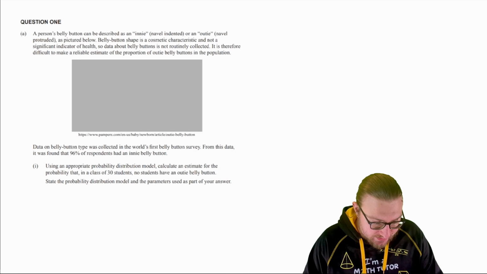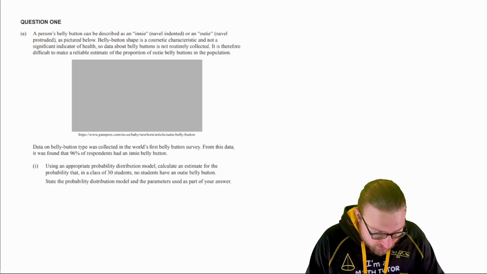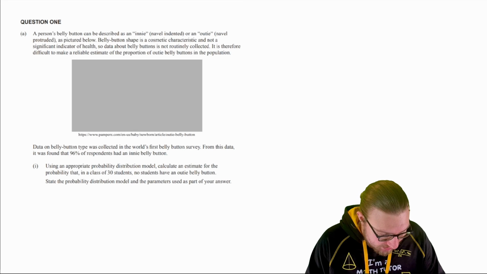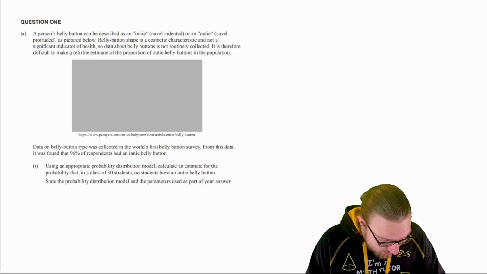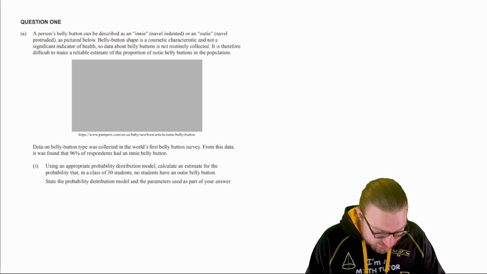A person's belly button can be described as an innie or an outie, as pictured below. Well, unfortunately, there's no picture. Sorry, guys. Belly button shape is a cosmetic characteristic and not a significant indicator of health. So data about belly buttons is not routinely collected. It is therefore difficult to make a reliable estimate of the proportion of outie belly buttons in the population. Data on belly button type was collected in the world's first belly button survey. From this data, it was found that 96% of respondents had an innie belly button.